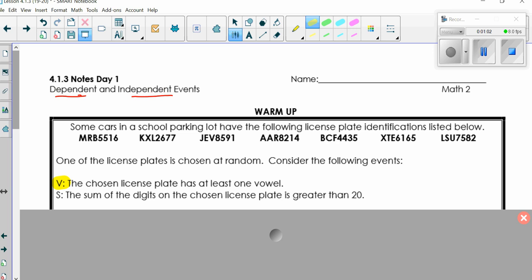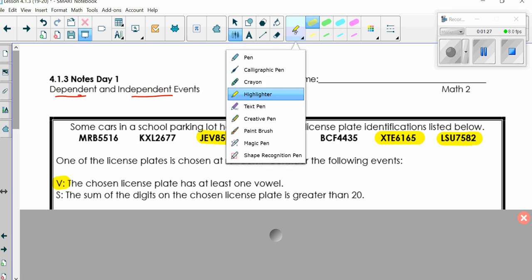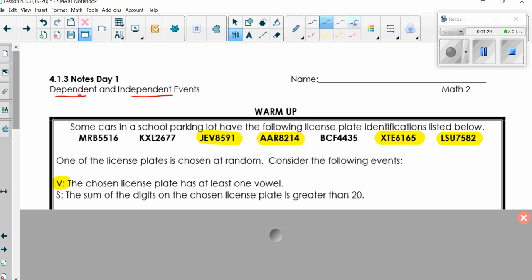one vowel. So we go through and highlight or underline, circle, whatever you need to do to identify at least one vowel. So notice MRB, no vowels, KXL, this one has at least one vowel. This one has at least one vowel. Let's see, BCF, this one has at least one vowel. And then this one has at least one vowel. Okay, remember your vowels are A, E, I, O, U. All right, then let's see.